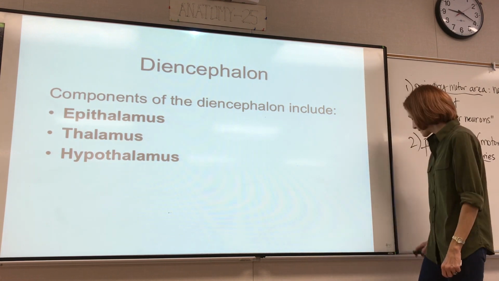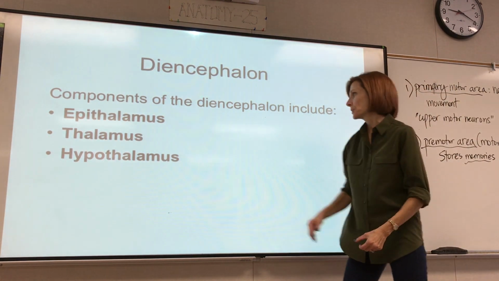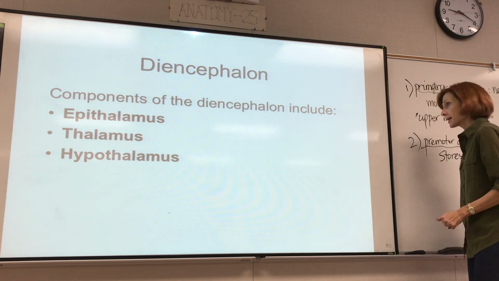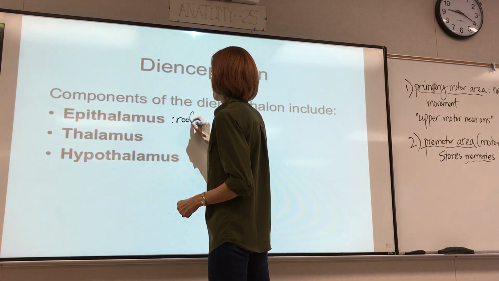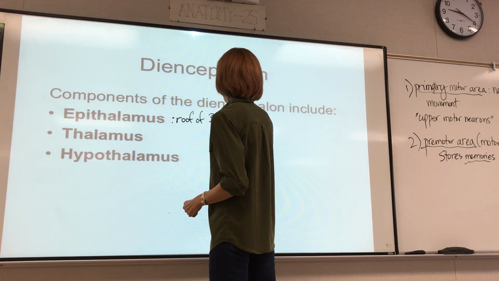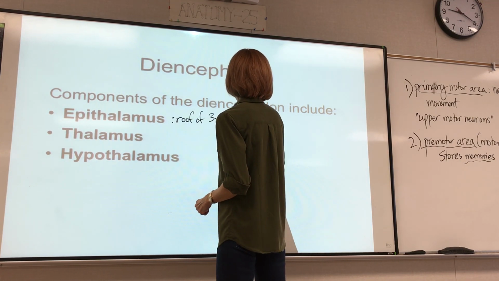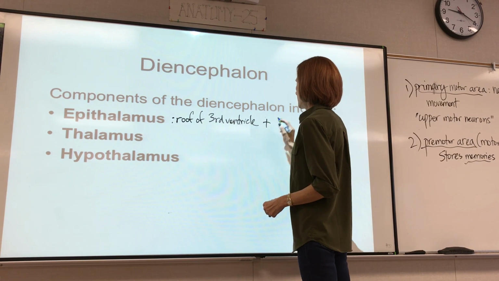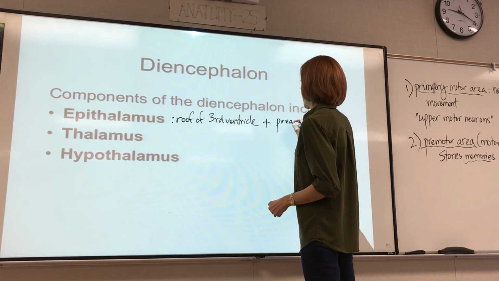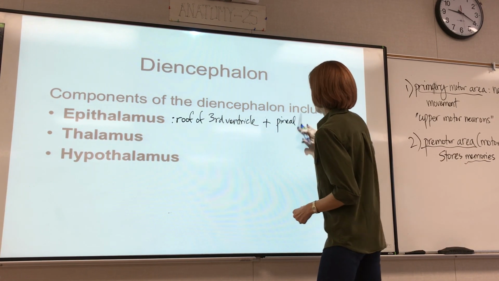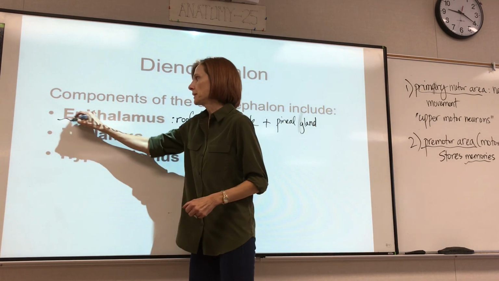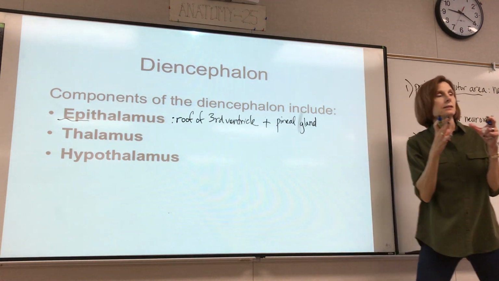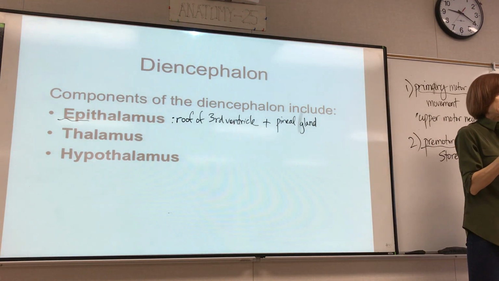Okay, so for the diencephalon, these are the three main regions. First of all, let's talk about the epithalamus. This is the roof of the third ventricle. The third ventricle is in the diencephalon, and there is a little gland called the pineal gland. And as you know, epi means above.